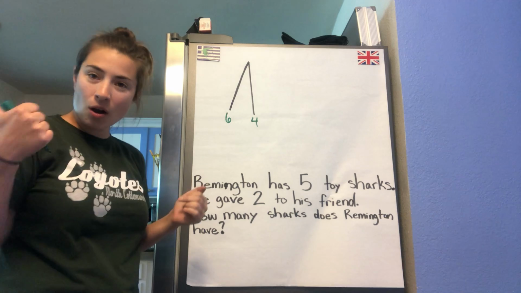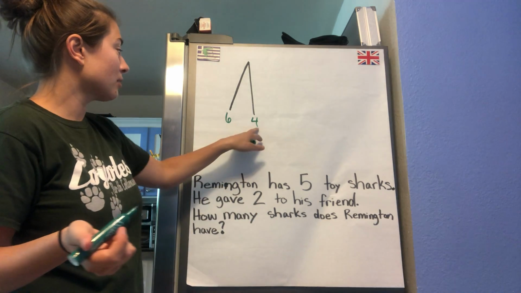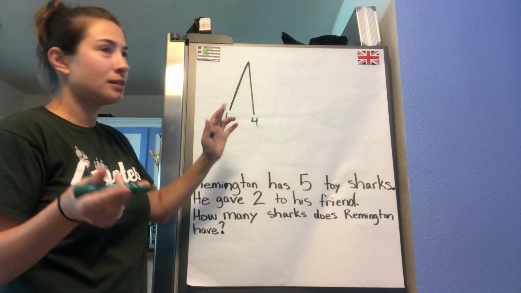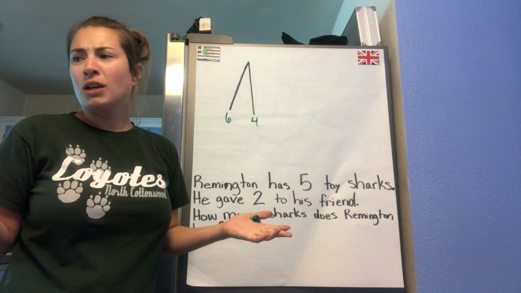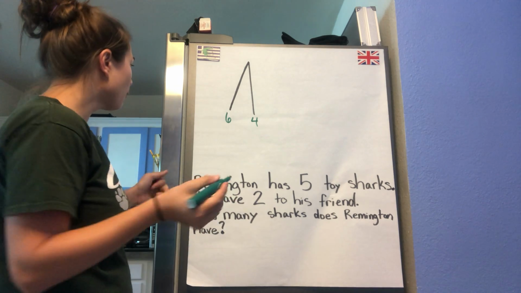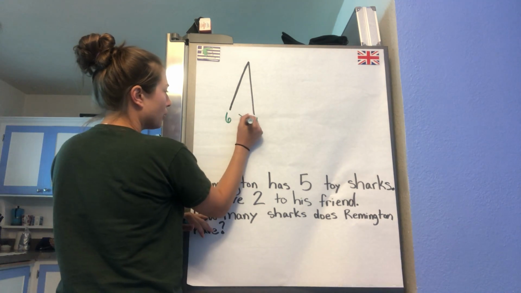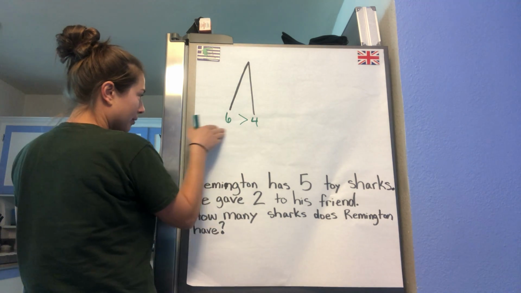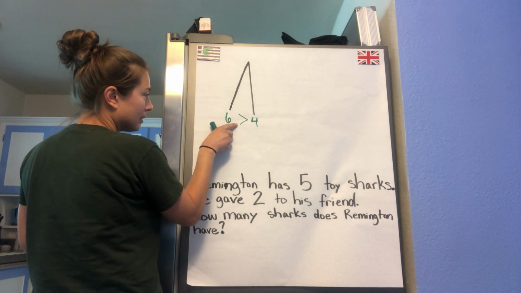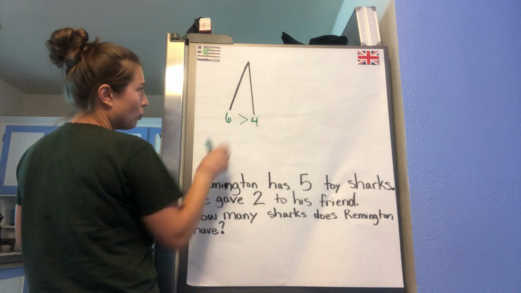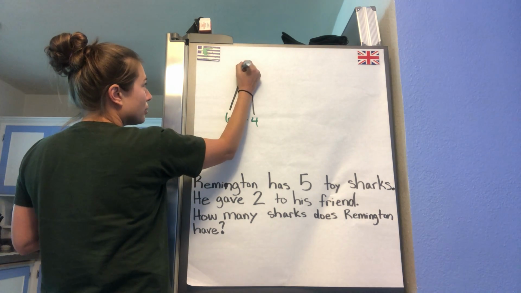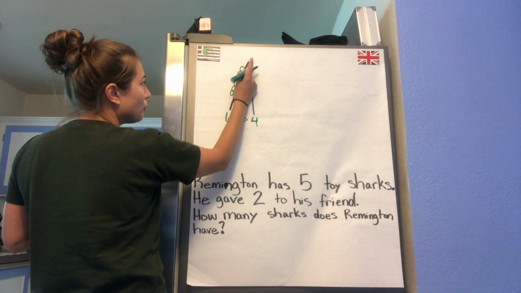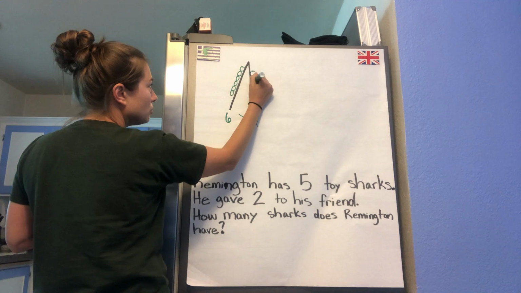If I can count on and make it to 6, that tells me 4 is a smaller number than 6. So that means 6 is greater than 4. That alligator is chomping on the greater number. So when I read it, 6 is greater than 4. Draw those tumblers. 1, 2, 3, 4, 5, 6. 1, 2, 3, 4.